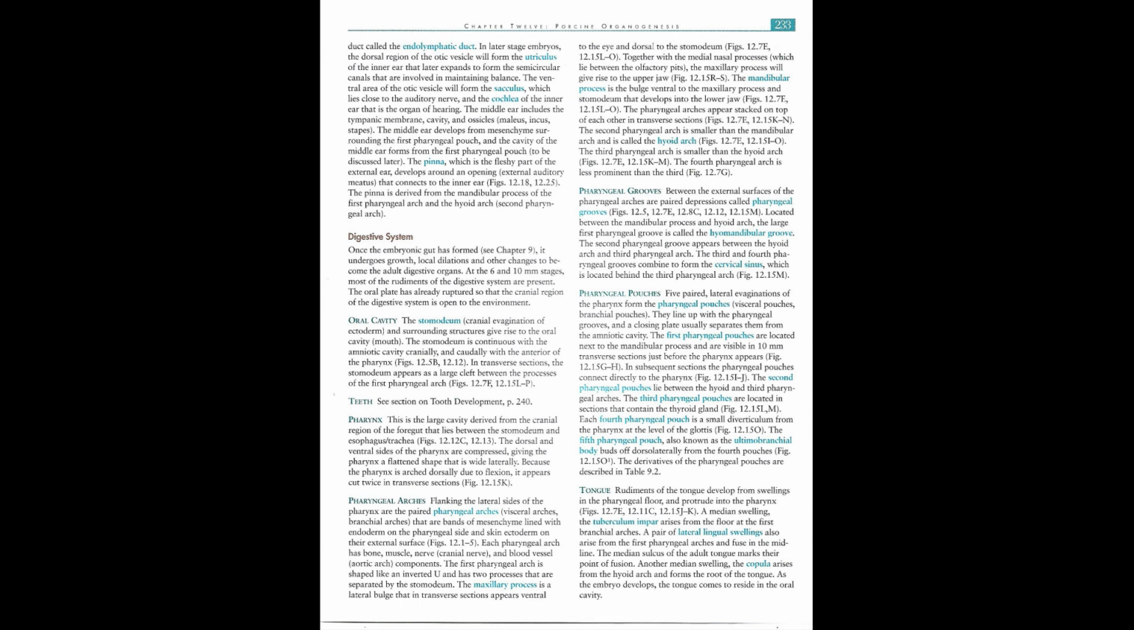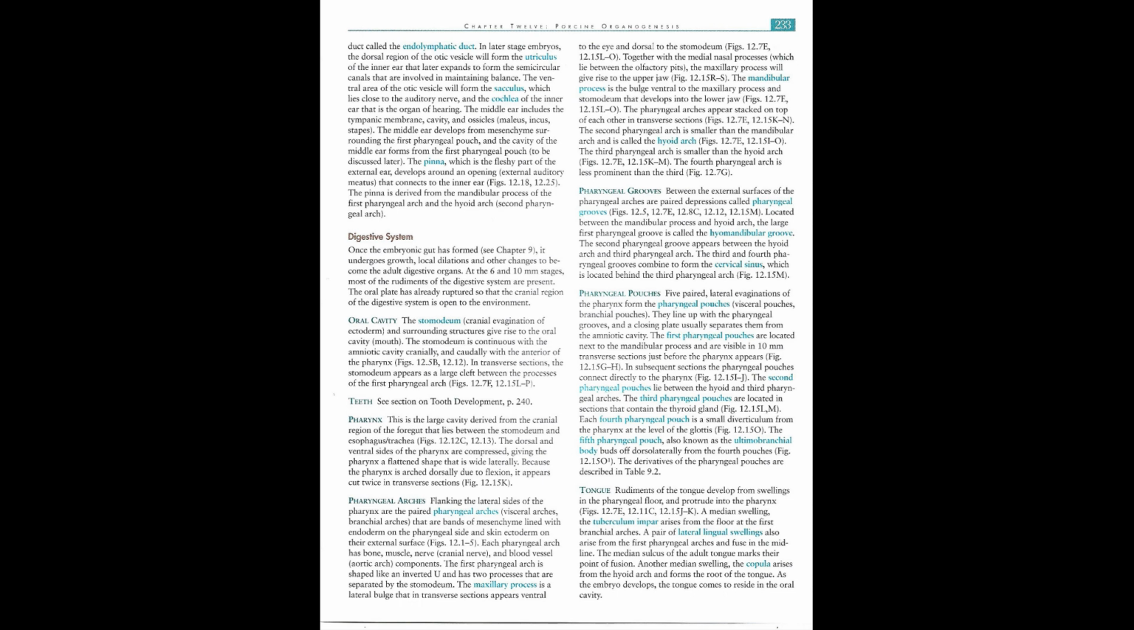The second pharyngeal arch is smaller than the mandibular arch and is called the hyoid arch, Figs 12.7a, 12.15 o-l. The third pharyngeal arch is smaller than the hyoid arch, Figs 12.7a, 12.15 km. The fourth pharyngeal arch is less prominent than the third, Fig 12.7g.